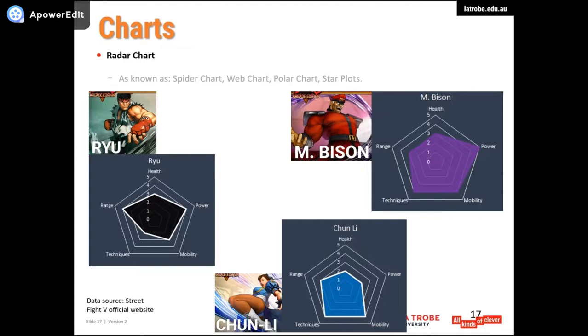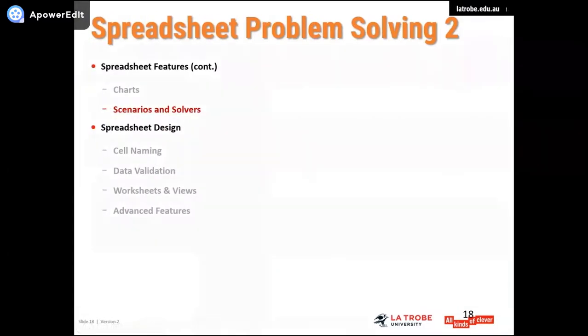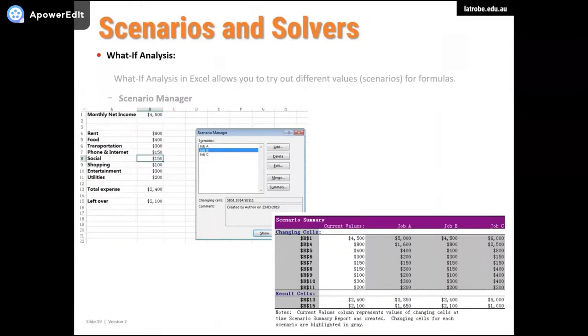Let's move on to the next topic, which is scenario and solver. Now I'm going to teach you another important tool called what-if analysis. What-if analysis in Excel allows you to try out different values or scenarios for your formula. This tool is usually used when you have different scenarios, and in each scenario you have different values, but you want to compare the outcomes. This tool will help you quickly see the difference and make your decision faster. Let me show you how to do this.